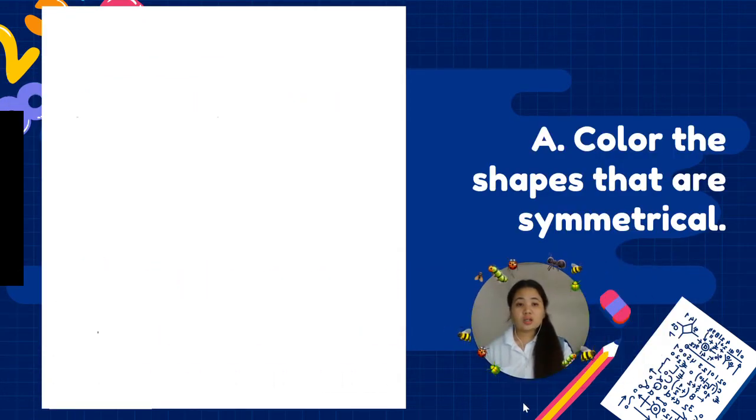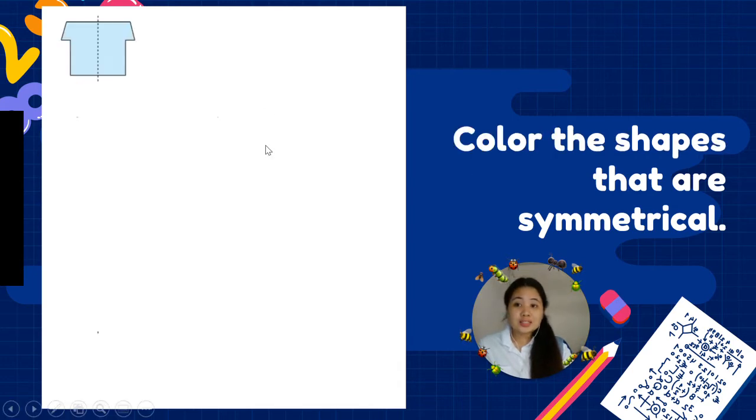That is on letter A. Color the shapes that are symmetrical. So, the first one. What is that? Is that a house? Is it symmetrical or not? You have to use your crayons. Any color will do. So the first one is the house. Is it symmetrical or not? Yes, it is symmetrical, so you have to color it. I chose blue, but you can color any color you want. It is symmetrical, so I color this.